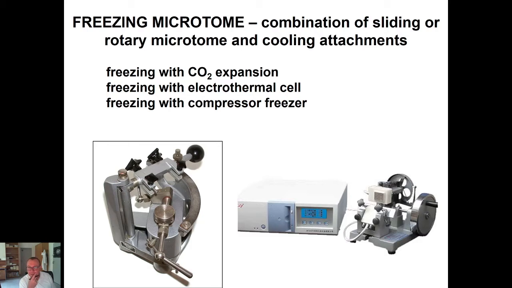The freezing microtome has to be quickly cooled before the sectioning, and it is usually possible by carbon dioxide expansion, but also a so-called electrothermal cell or compressor freezer can be used for this cooling or freezing of the freezing microtome. The principle is similar to the sliding microtome.